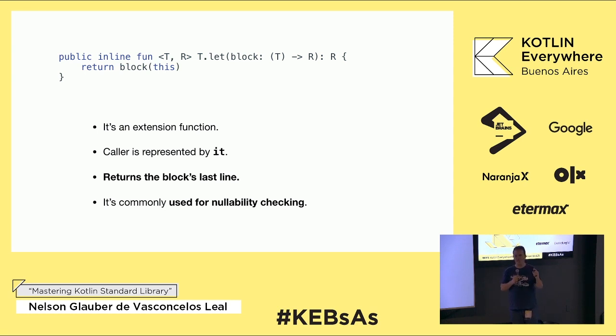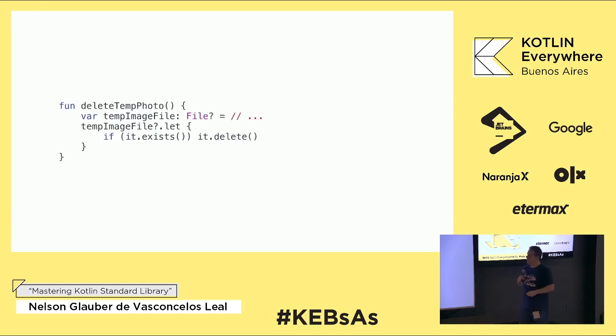I think other developers mentioned that. But it's very common to use the let function for nullability checks. So let's take a look. Imagine that you have this sample here. I tried to bring all the samples in the slides from my last projects. So I have this function, delete temp photo, and this temp image file can be null. So I can't assign any file to this object.